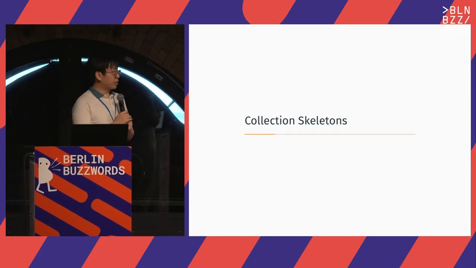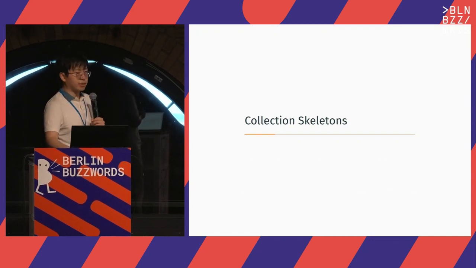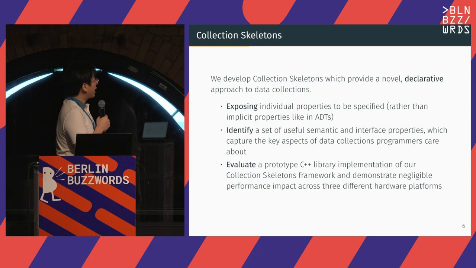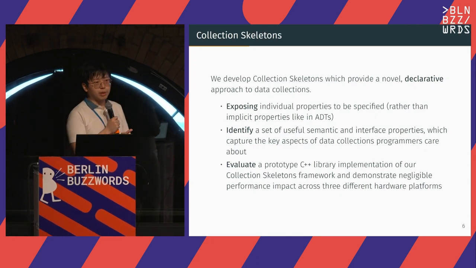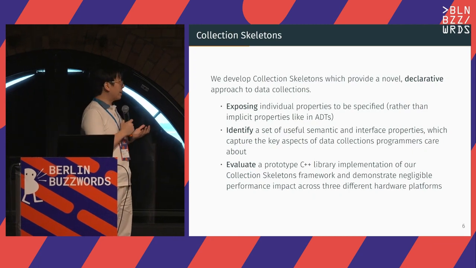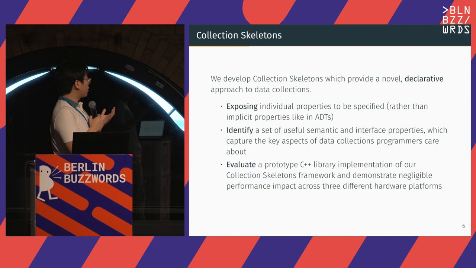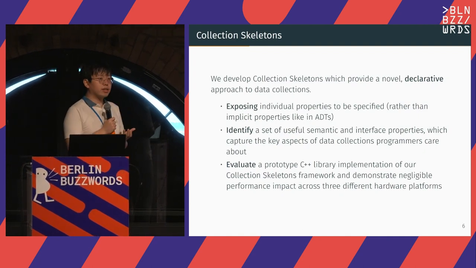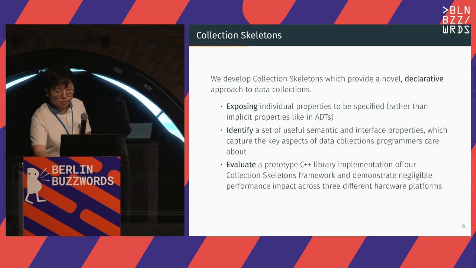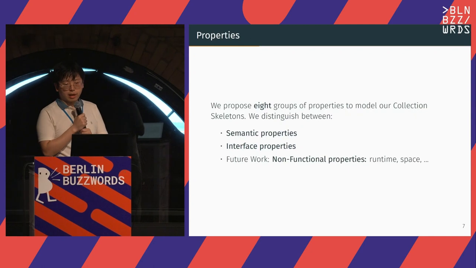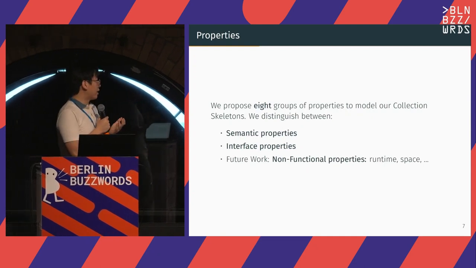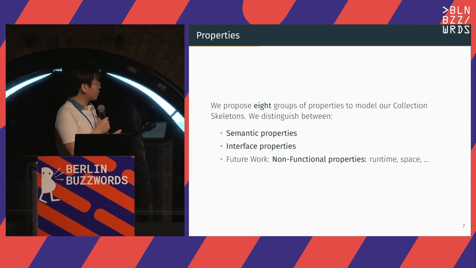So next, I'm going to introduce how we implement the collection skeletons. We have developed collection skeletons, which provide a novel declarative approach for data collections. We have exposed several properties and identified a set of useful semantic and interface properties. And we have evaluated our prototype library against several benchmark programs, and the experimental results are quite good. For properties, we have proposed 3 groups of properties: semantic properties, interface properties, and non-functional properties, which haven't been included at this stage.